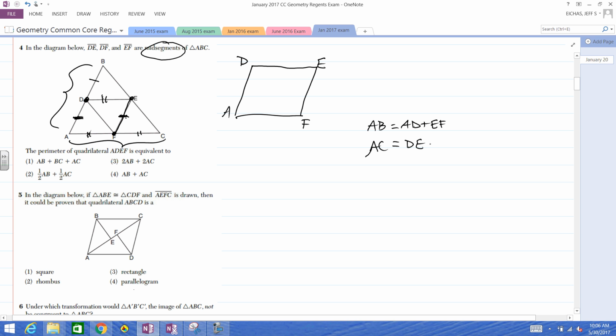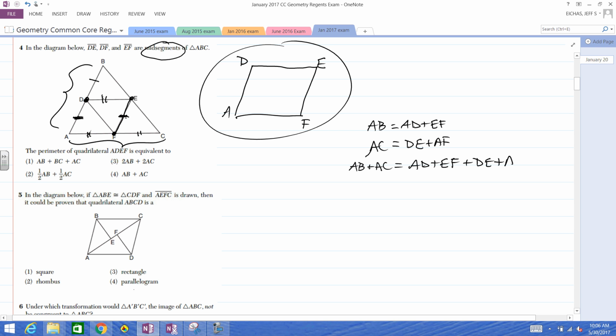DE plus AF. Now, if we take the perimeter of this whole thing, that's all four of those added together. So that's going to be the same as these two added together. Wow, that's pretty tricky. This is all the perimeter of ADEF, and that's what it's equivalent to. Kind of tricky, but that one works out well. So that's the midsegments and a little twist on how to get you to be tricked by that.